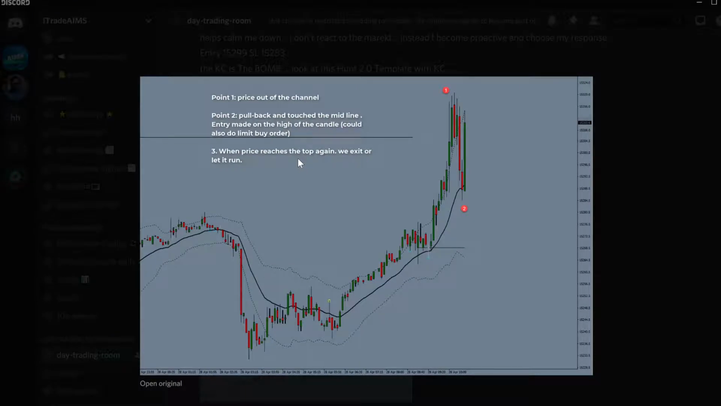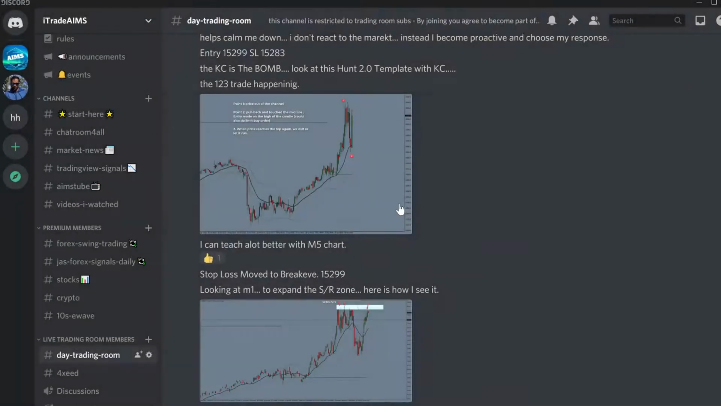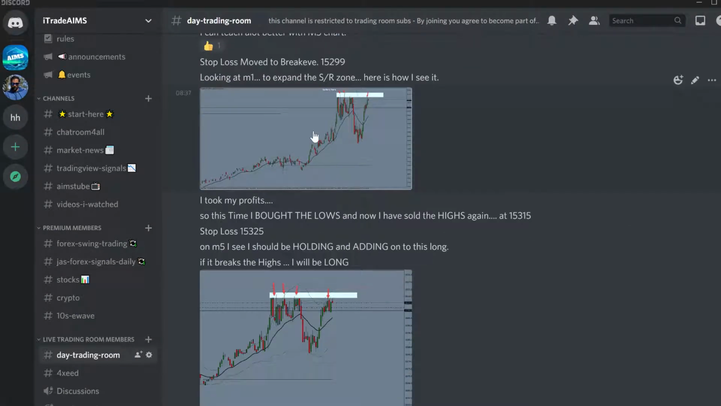So here I'm teaching about the KC method. The video is on my blog. I'll link it there as well, how you can trade with the 1, 2, 3 KC method. So point 1 is where it pokes out of the alternate channel. And then point 2, when it pulls back to it on the midline here, you actually take the buy order and you have your stop loss over here. When price reaches that point up there again, point 1 or beyond, you take your profits. So that's a quick introduction to that.